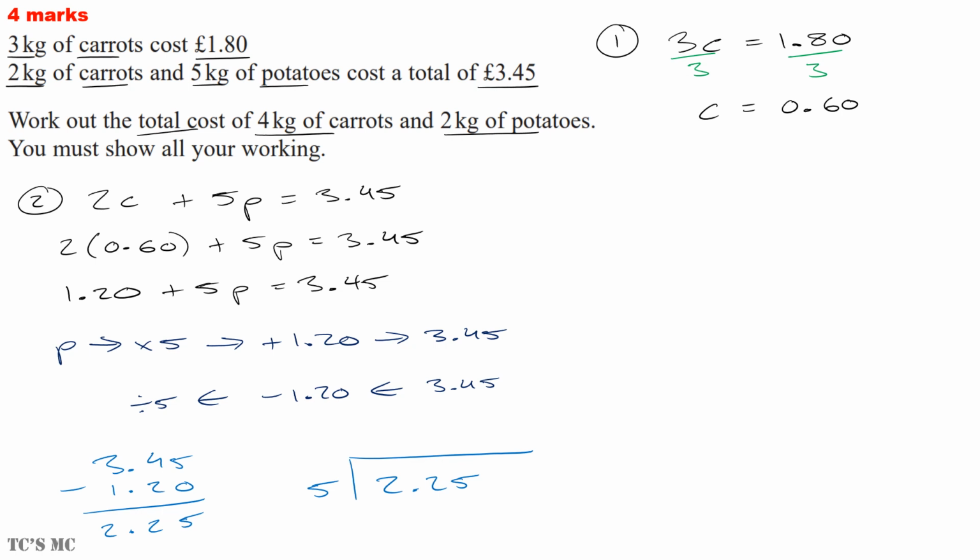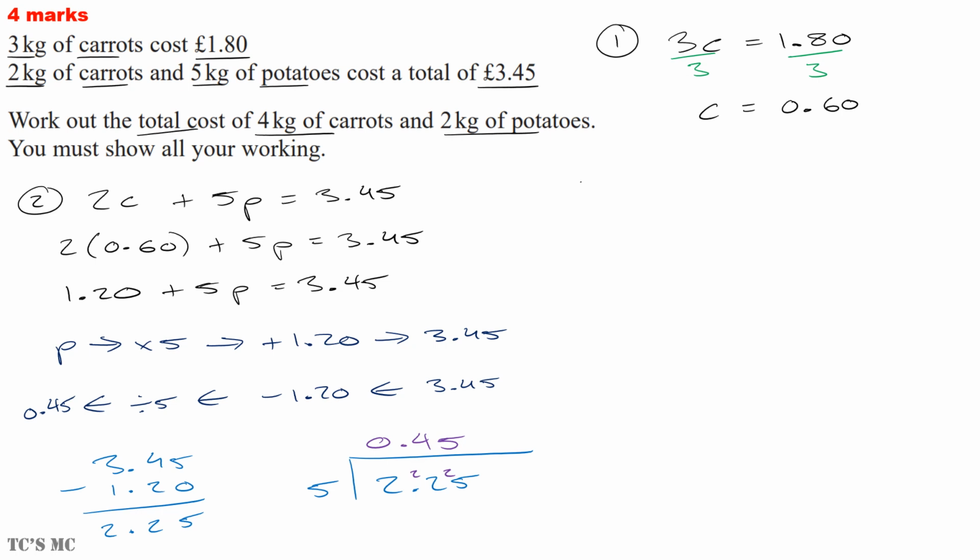2 divided by 5 is 0. 22 divided by 5 is 4. 25 divided by 5 is 5. That means p is equal to 0.45, and that is our second mark.